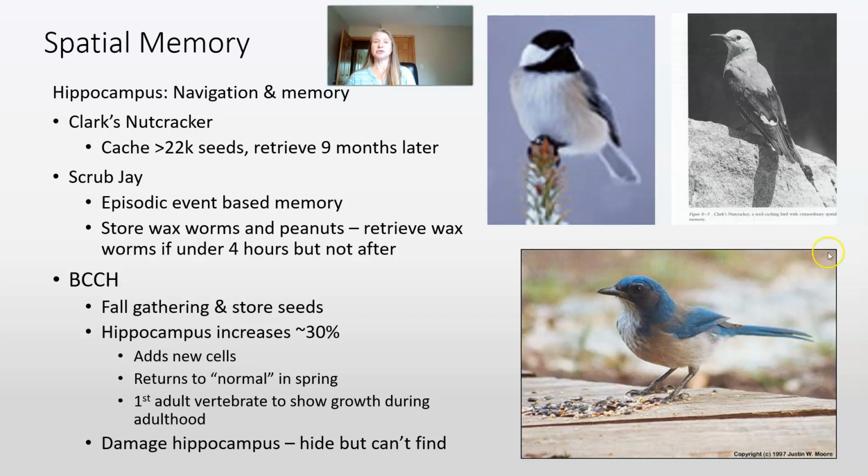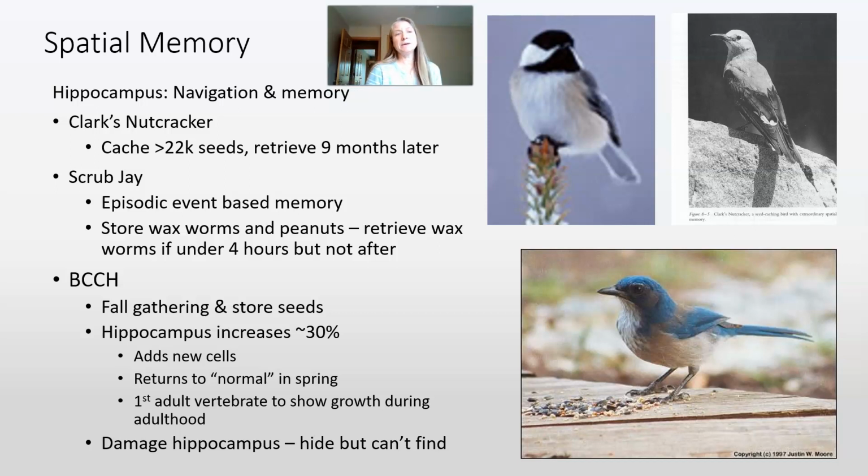Same thing with the scrub jay. Scrub jays have been found to have these episodic events-based memories, so they can store waxworms and peanuts, and they can retrieve those if it's within about 4 hours, but their ability to have those stored into long-term memory is not as great. So after 4 hours or so, that long-term memory isn't necessarily there in the scrub jay like it is in the Clark's nutcracker.